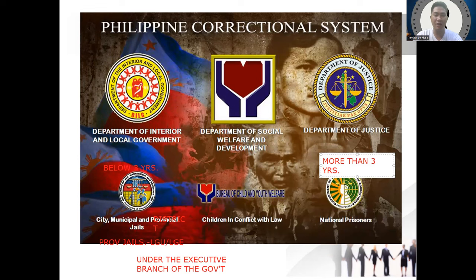Then, of course, we have the Department of Social Welfare and Development or the DSWD. Nandiyan na belong ang Bureau of Child and Youth Welfare.